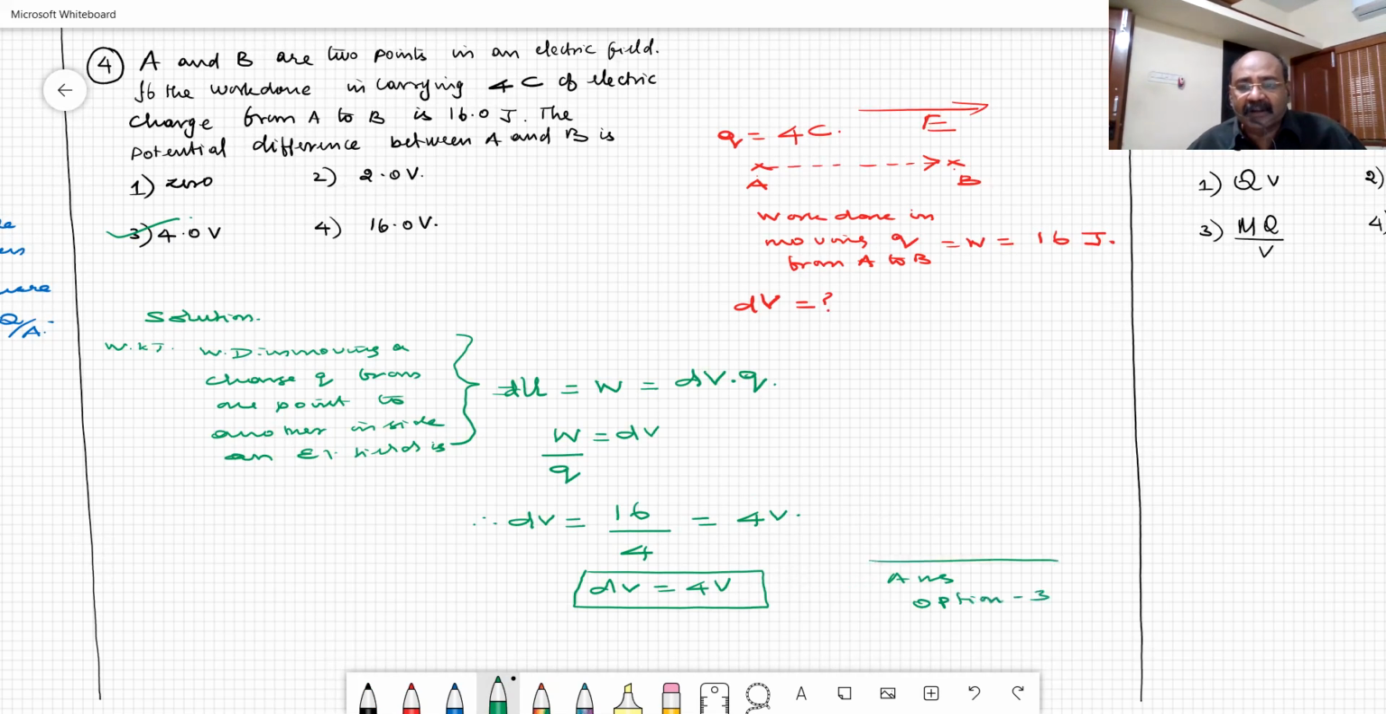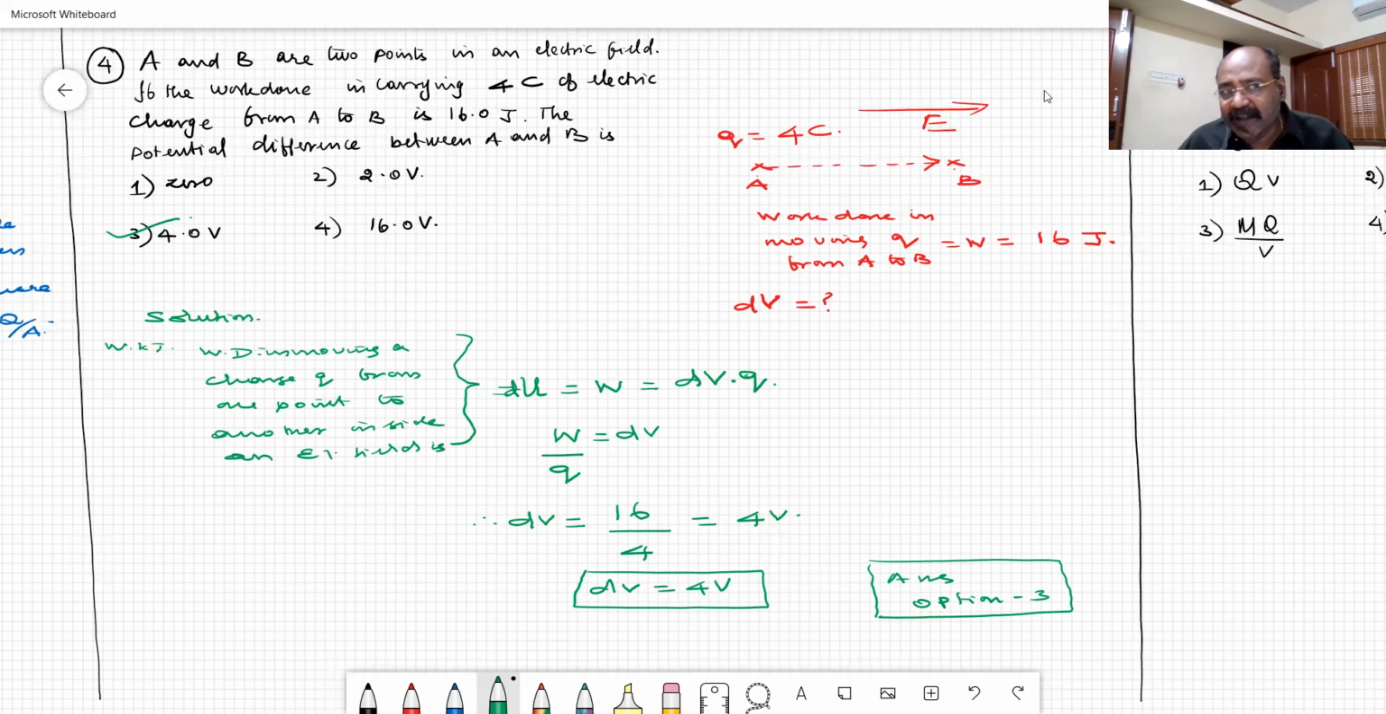Hope you should have understood. So if you are taking 0.4 instead of 4, you can get the answer as 40 volt. But in the given problem, it is not given as 0.4, it is given as 4. So if it is given as 4 coulomb, then the answer is also considered to be 4 volt. Option C, option 3, is considered to be the answer.